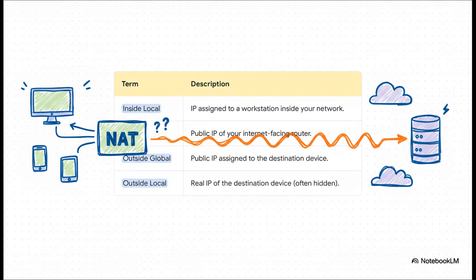Now, before we see the commands, you just got to know 4 key terms. Inside local, that's simple. It's your computer's private IP. Inside global, that's the public IP the rest of the world sees. So, your router's IP. Outside global is the public IP of the server you're trying to reach, like Google. And outside local, well, you pretty much never see that one, so don't worry about it. Knowing those first three makes the rest a piece of cake.